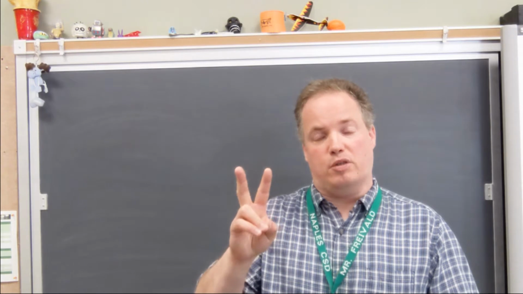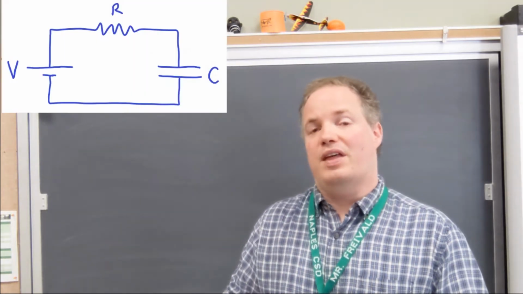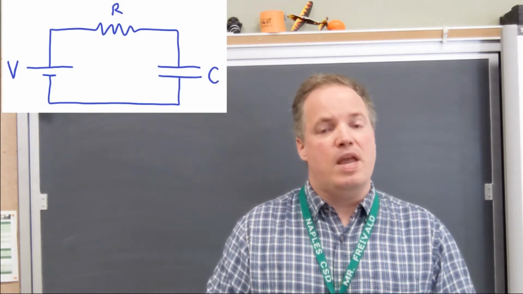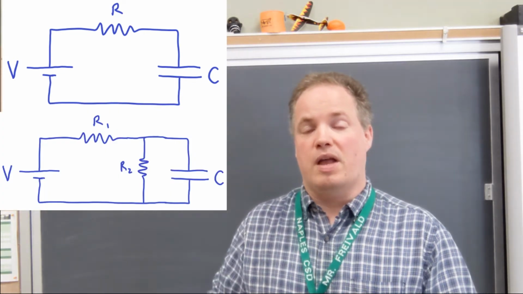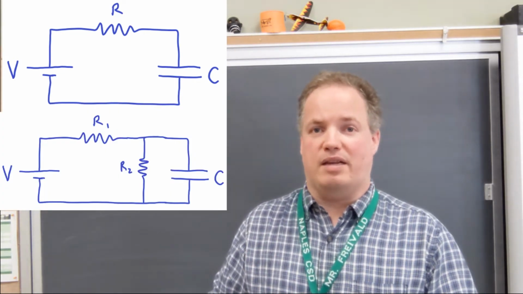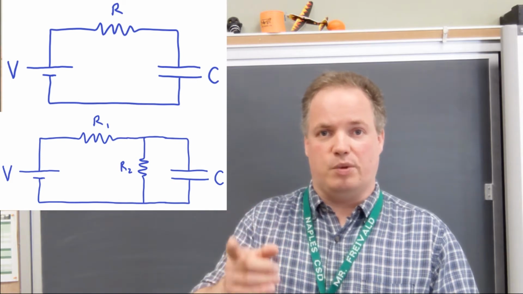So to explore that a little further, let's look at two examples. We're going to look at a capacitor that is in series with a resistor, and then we're going to look at a capacitor that is in parallel with a resistor, and we'll use some light bulbs so that we can make it a little easier to see. Let's do it.